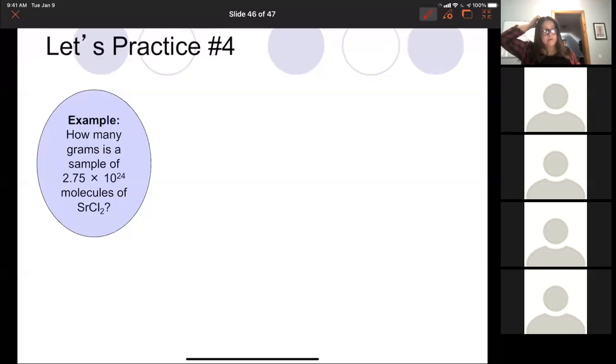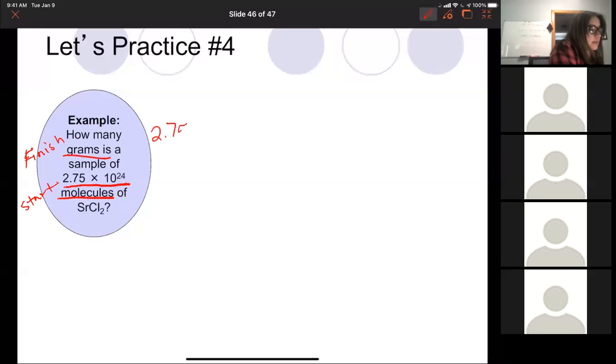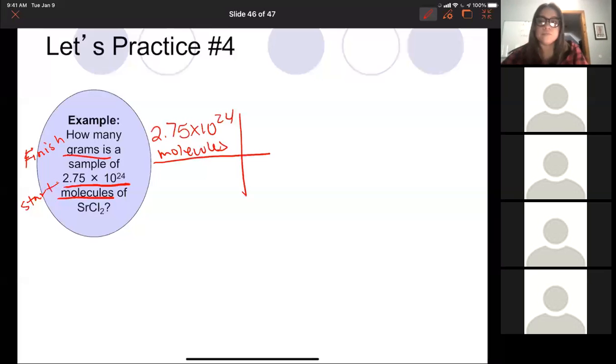All right, we ready? How many grams is a sample of 2.75 times 10 to the 24 molecules of SrCl2? Grams, this is where we finish. Molecules, this is where we start. We are starting with 2.75 times 10 to the 24 molecules.